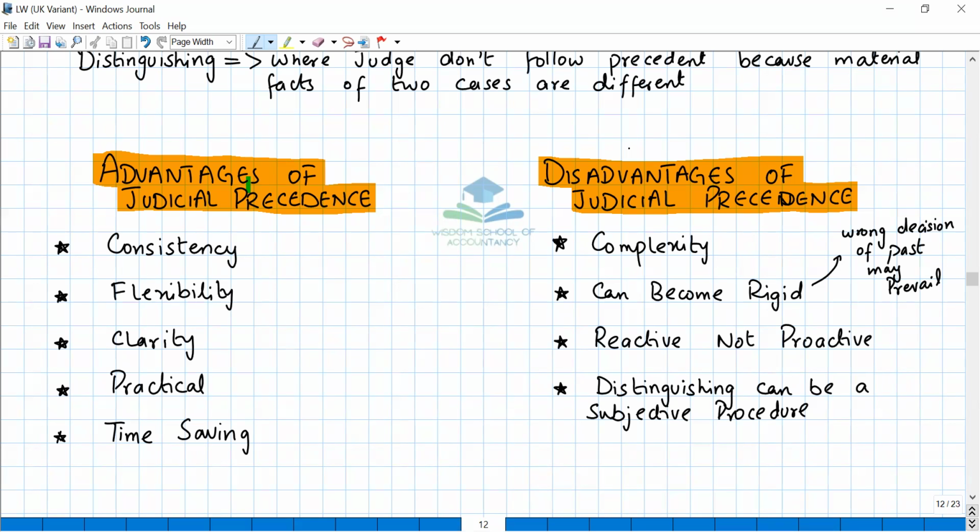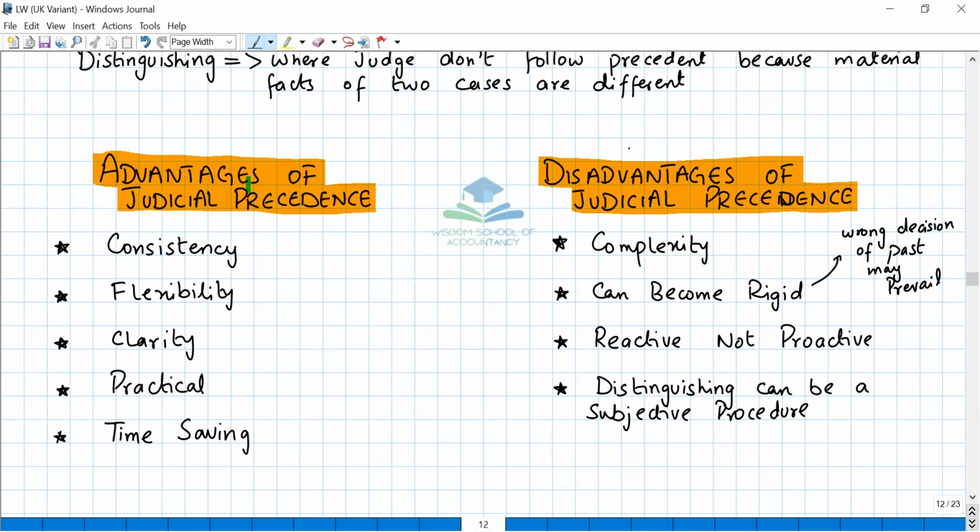You can adapt the decision to reflect the changes in society. For example, if a judge gave a decision in 1920, and in 1990 a similar kind of case comes, the new judge can take help from the decision of the previous judge, but he can adapt that to reflect the societal changes at that time. Similarly, you can adapt for later cases as well. So it's a flexible system.